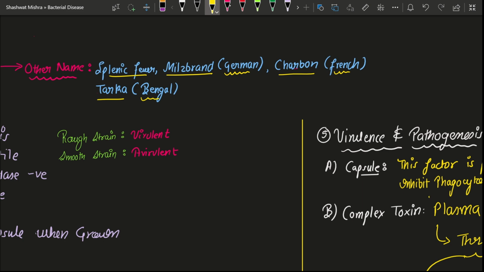Now how we are going to move is that first of all we will be discussing the etiology, then the host range, then the clinical signs, then the habitat of the particular bacteria, then the virulence and pathogenicity, then the diagnosis, then the prevention and control and all that.